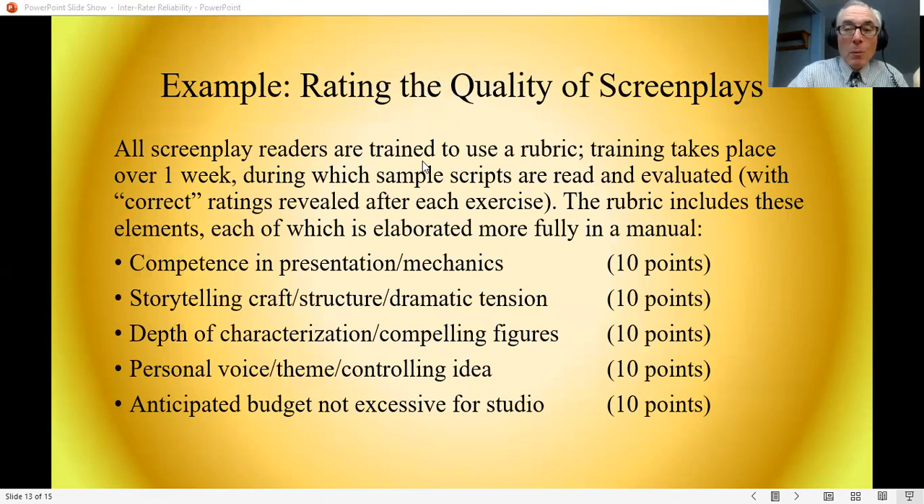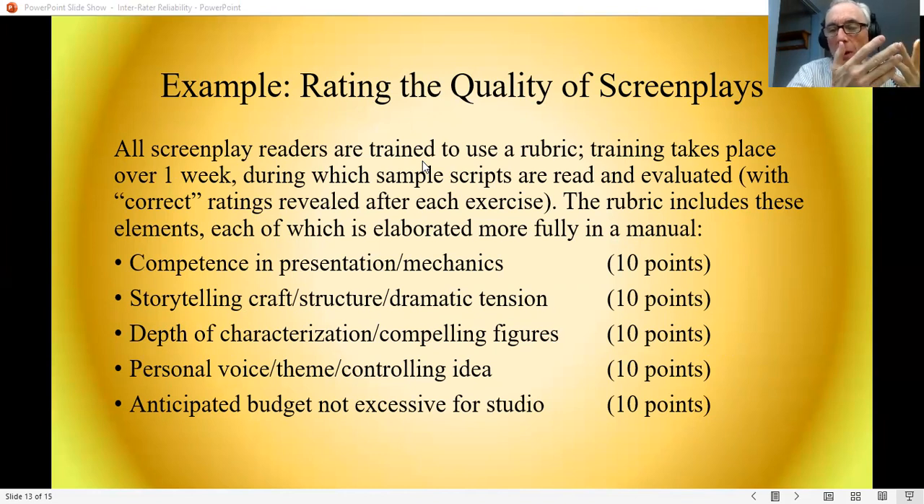So back to our screenplay example. We develop a training program. Again, the executive producer's nerdy son gets to work on this. And they develop a rubric and train all the readers, all the folks who want to work for the studio as screenplay readers, over a 5-day session. They read sample scripts, they evaluate them and are given the right answers, the ones that the top people had arrived at.